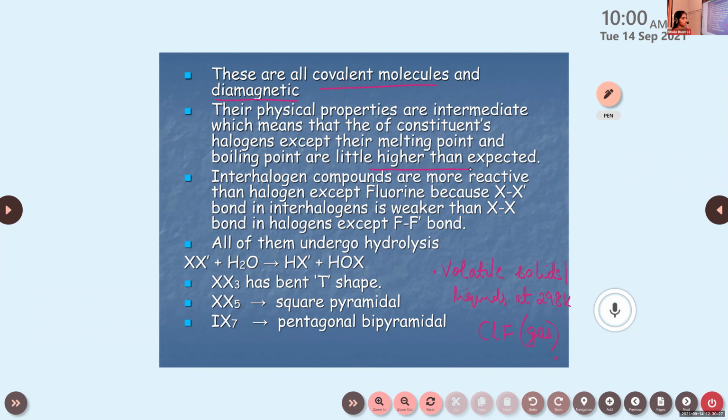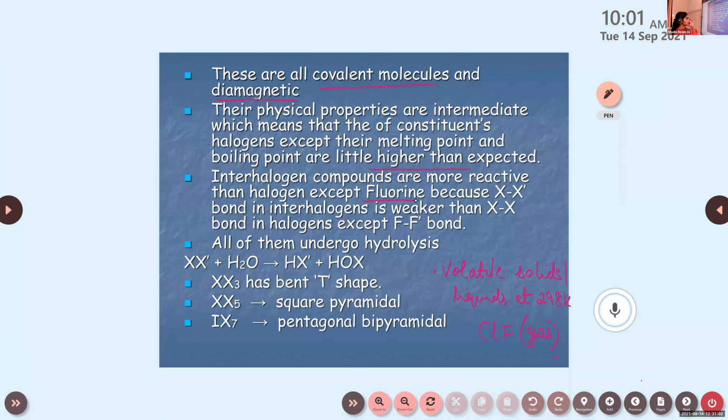Clear, children? The remaining physical properties include atomic radii, ionic radii, electronegativity, ionization enthalpy, and electron gain enthalpy. Everything is intermediate between those of the halogens. Only the boiling point and melting point are higher than expected. Clear? Yes. Then the next point: interhalogen compounds are more reactive than halogens except fluorine.